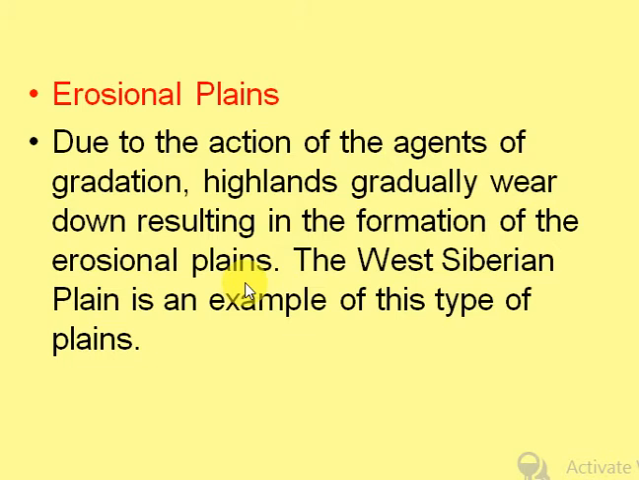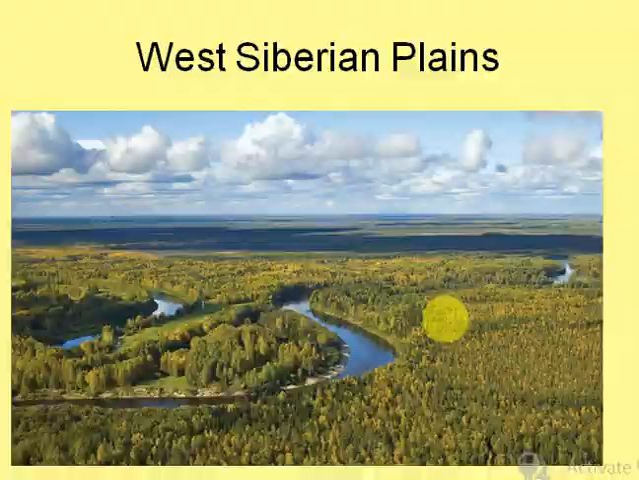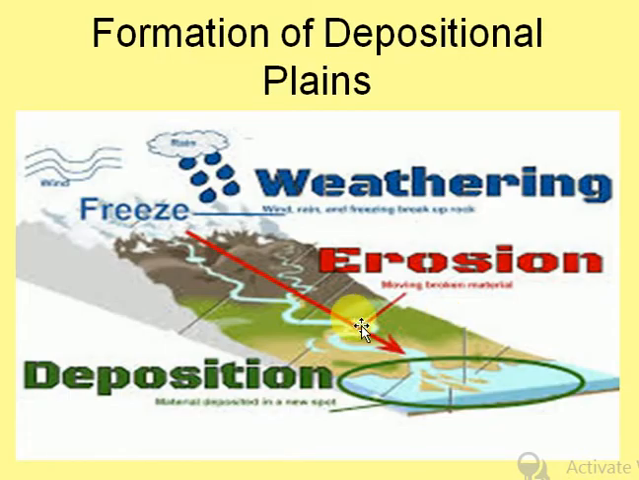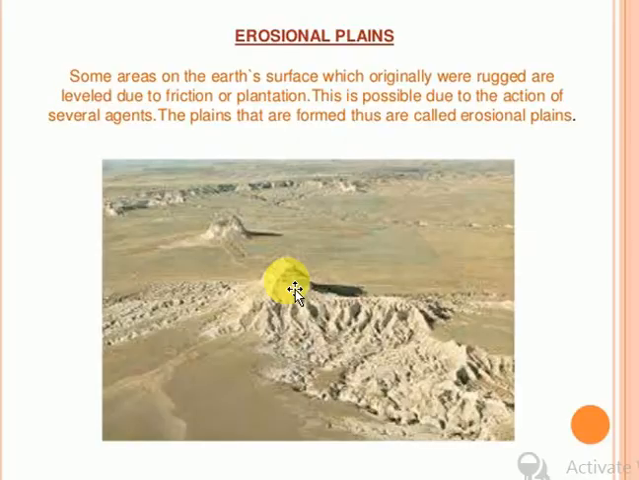If you have a look at this good image I have to show you, this is how the agents of gradation have resulted in the formation of the erosional plains. Some areas of the earth's surface which originally were rugged are leveled. This is possible due to the action of several agents. The plains that are formed are called erosional plains.